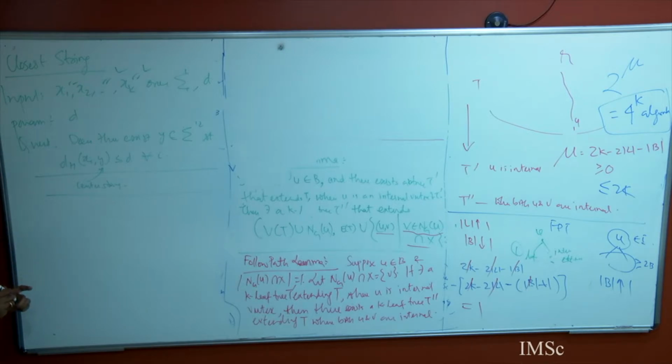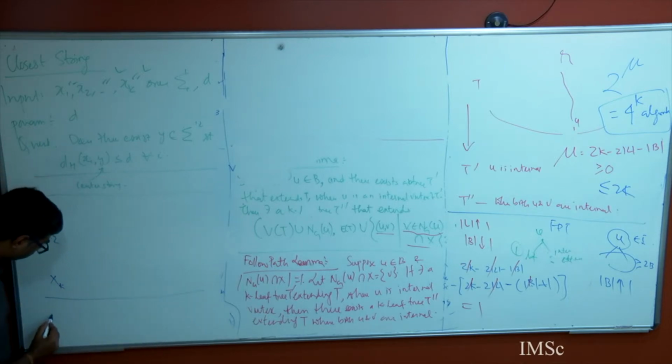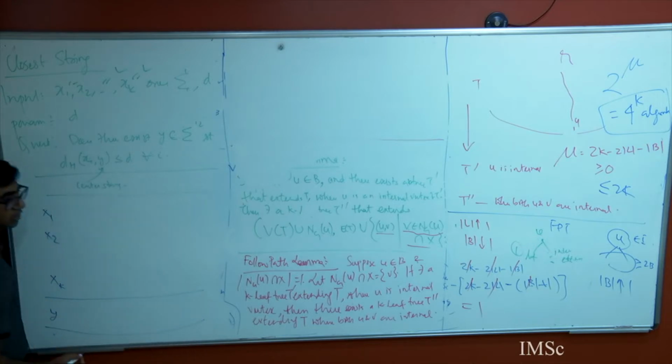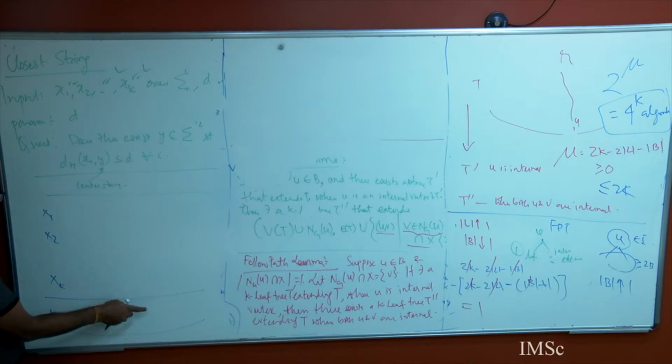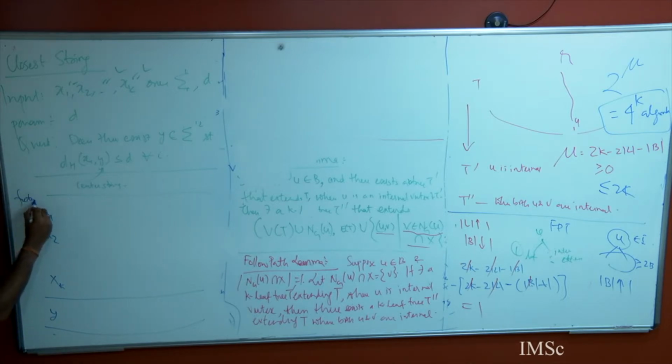So what is the problem? You are given some strings x1, x2, ..., xk, and your job is to find a string y such that if you look at y and at any xi, the Hamming distance, meaning the number of places they differ at, is bounded by d for all of them. Okay. Can you give me a factor 2 approximation for this? A simple factor 2 approximation for this problem?